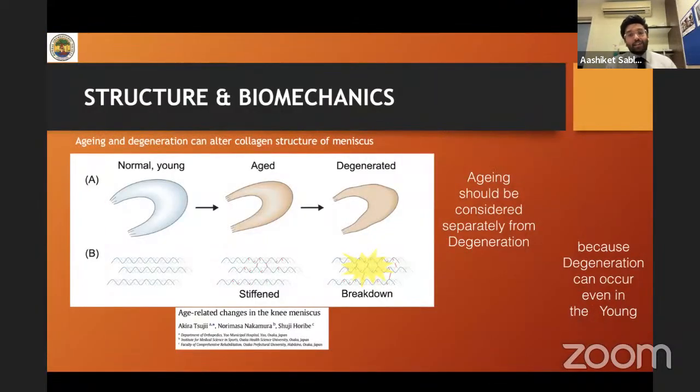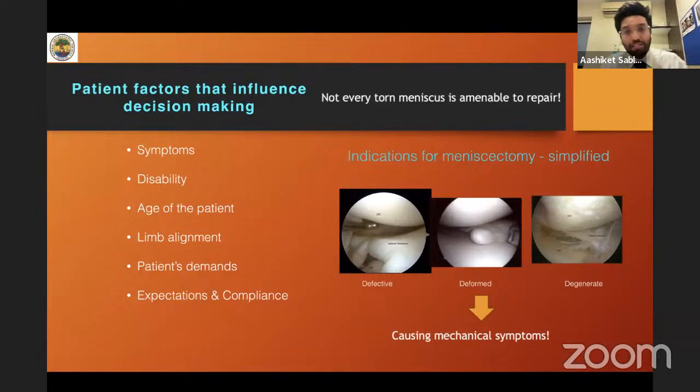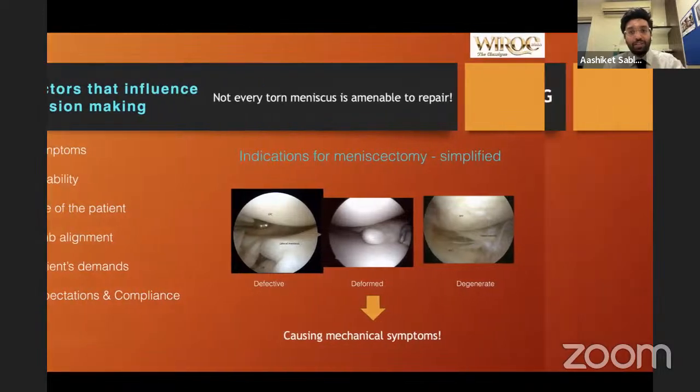Aging and degeneration can alter the collagen structure of the meniscus, but mind you, aging and degeneration should not be considered similar, because degeneration can even occur in a young patient. The patient factors that influence decision making are the symptoms, disability, age of the patient, and limb alignment. Simple indications for a meniscectomy would be a defective, deformed, degenerate meniscus causing mechanical symptoms. And I would also like to state that not every torn meniscus is amenable to repair.